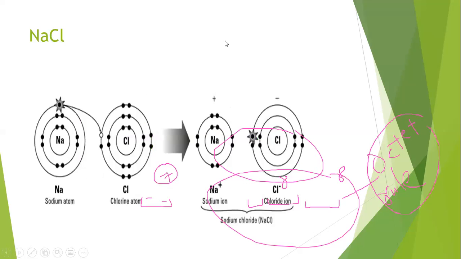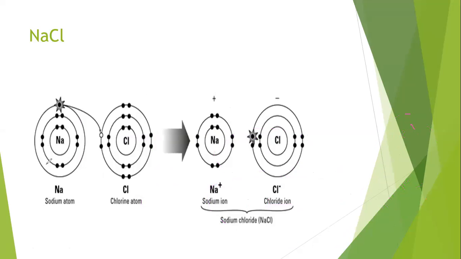Here you can see the proper structure to better understand this. Sodium has 1 electron in its outermost shell, chlorine has 7 electrons in its outermost shell and is lacking 1 electron. There is an empty space for 1 electron. Sodium will lose its 1 electron and become a positive ion. Chlorine takes that electron lost by sodium and becomes a negative ion. Now this is the sodium ion and this is the chloride ion.